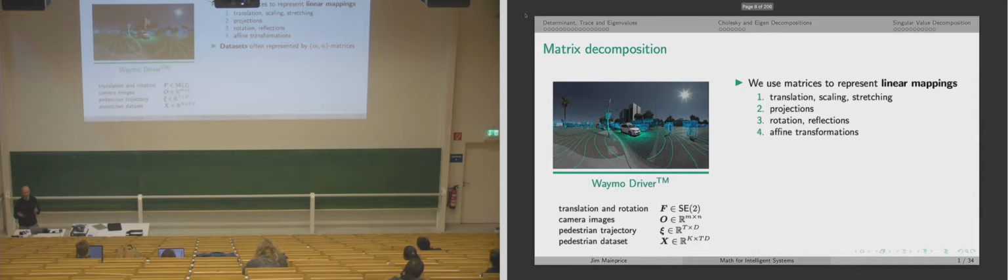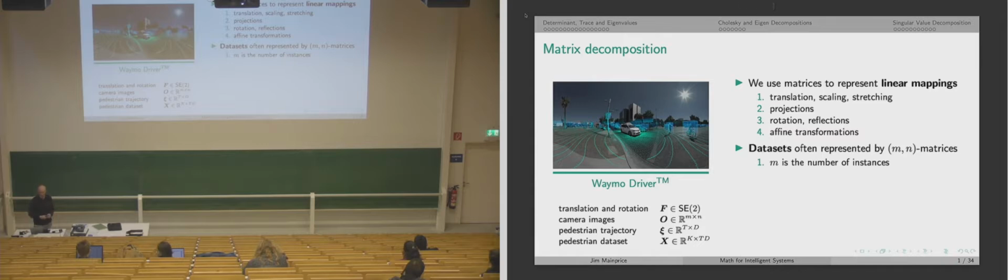So as I said, data sets are often represented by m by n matrices, where m is going to be the number of instances that you have in your data set. So this is what we have here. You have k of these pedestrian trajectories, and you want to learn a predictive model based on this data set of how humans move. This is a typical problem in autonomous driving. n is the number of features that you're considering. So m is the number of rows, the number of instances, and n is the number of features that you're considering for your problem. This is the very textbook way of representing data sets.